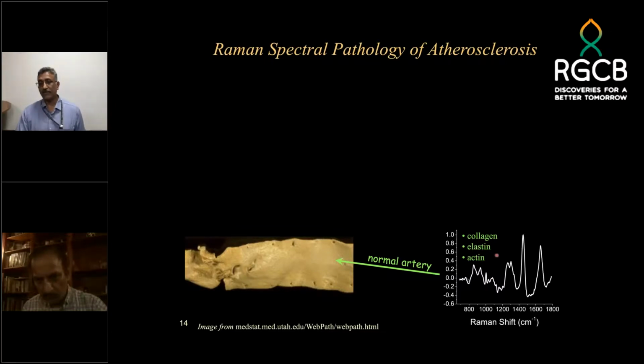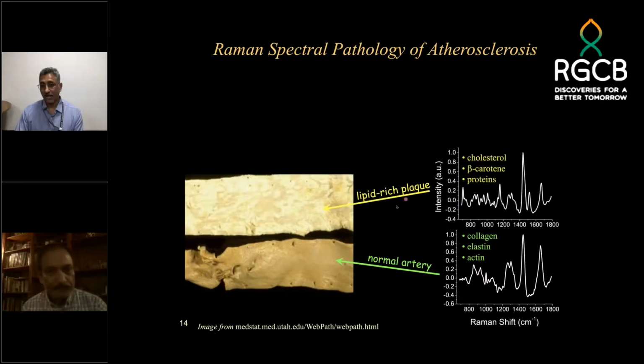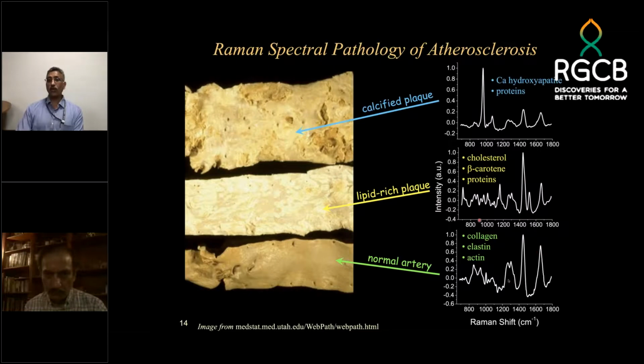So my Raman spectra will be having those signatures. But when you have lipid-rich plaque, then it will be full of cholesterol, keratin, and proteins, and you can immediately see there is a change happening in this system, and your spectra is different. And now you also have calcified plaque, where calcium hydroxyapatite is one of the major things, and this is the peak because of calcium hydroxyapatite. And you can actually see there is a huge difference in the chemical occurrences, and you can find out.